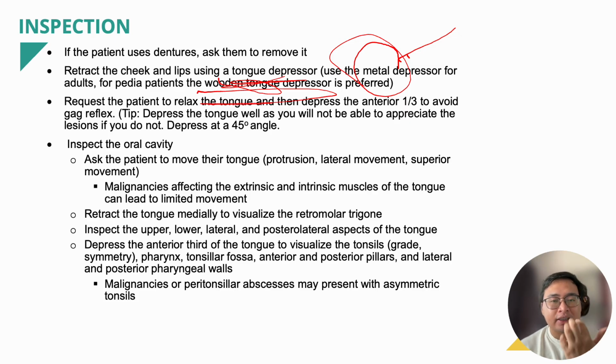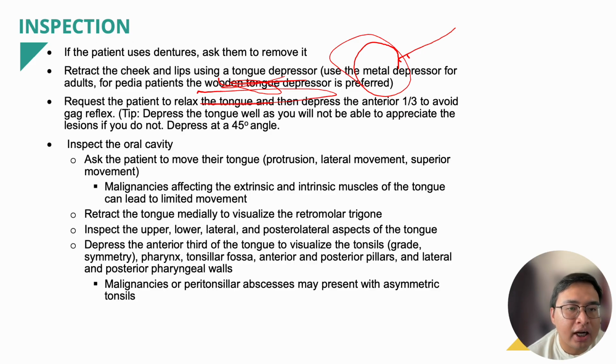Take note, you're only depressing the anterior portion of the tongue because if you push the tongue depressor too much into the tongue, it's going to trigger the gag reflex. Okay? You could also ask the patient to move their tongue. When they protrude it, it should be protruding symmetrically. Then you could retract the tongue medially to visualize the retromolar trigone. Meaning, here, the portion that is behind the molars.